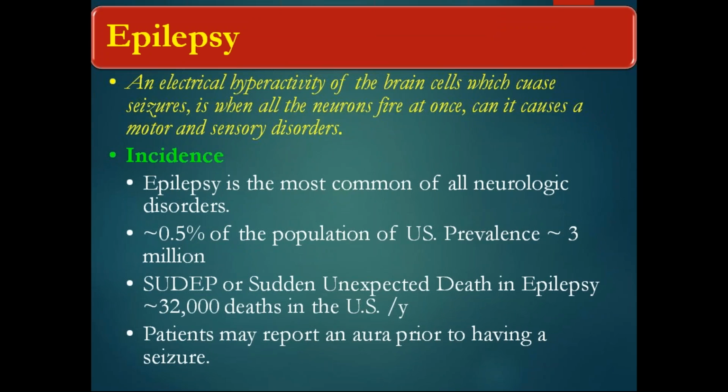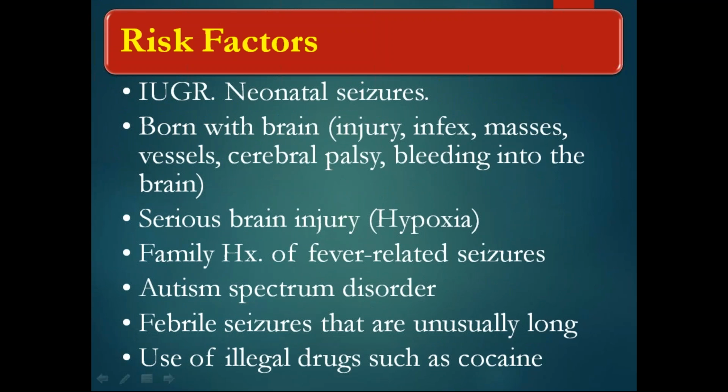Okay, so let's talk about epilepsy. Epilepsy is a chaotic release of neurotransmitters that happens simultaneously. So it's totally a short circuit in the brain. We have about 3 million of these people in the population who have epilepsy. All right, so let's keep going.